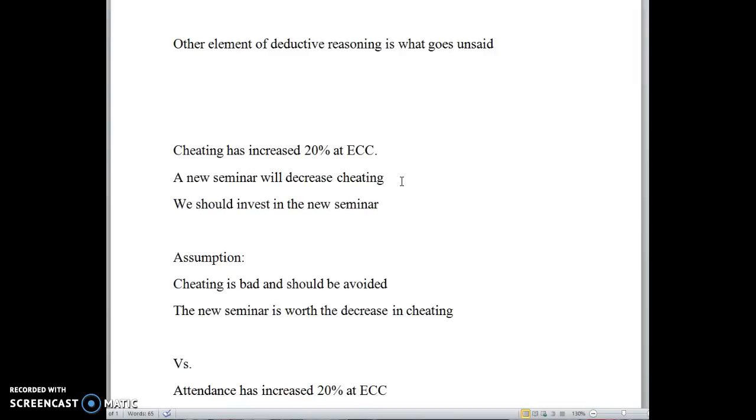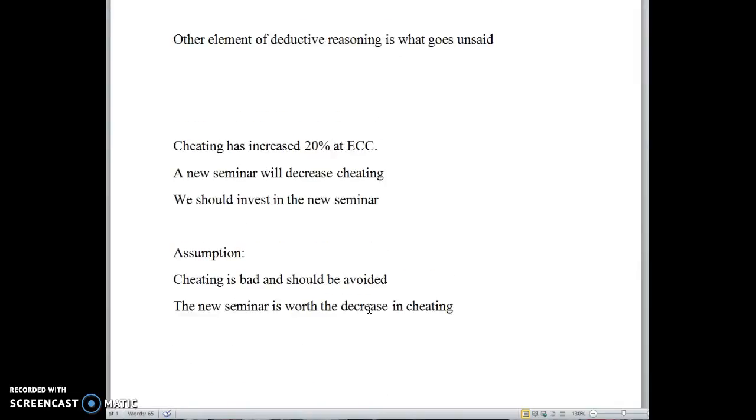What if it decreases cheating by 20%, the same amount that it's increased? Would that be worth it? Probably. What if it only decreases at 1%? That's 19% unaccounted for. Would you be okay with it then? Maybe, maybe not, right? So we're assuming that whatever the seminar is doing is worth the decrease in cheating. And if we're not willing to make that assumption, then we add extra evidence, okay?